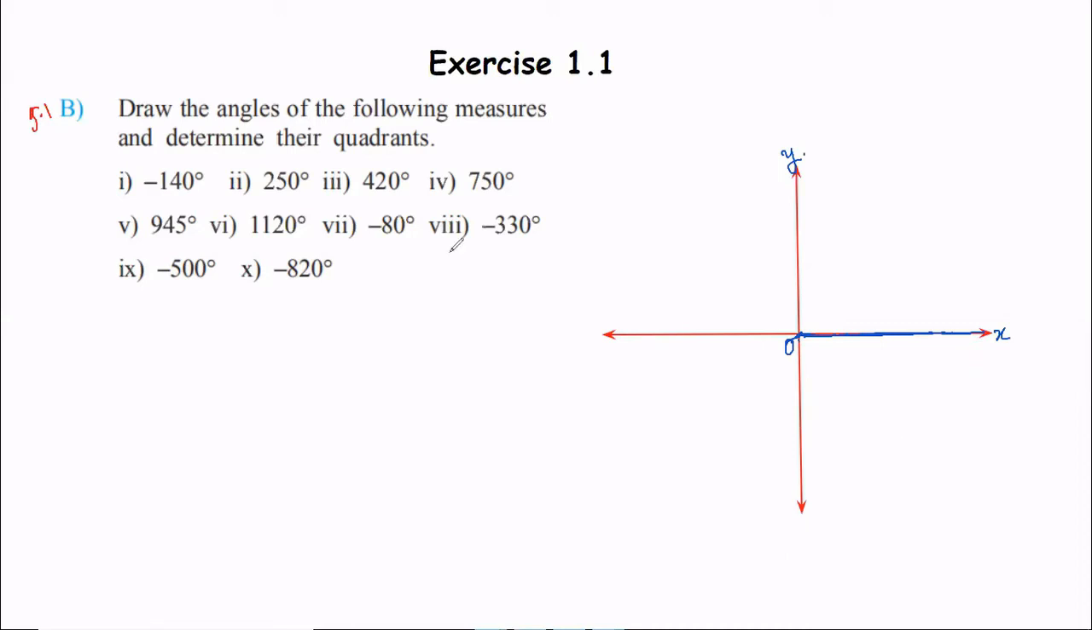So now the next sum, that is the eighth sum. It is minus 330 degrees. Another interesting question. So when we say minus, of course, the rotation is clockwise. In case of clockwise rotation, minus 90 comes over here, minus 180 comes over here, minus 270 degrees on the positive y-axis, and minus 360 degrees at the positive x-axis. So considering this, minus 330 will lie in the first quadrant.